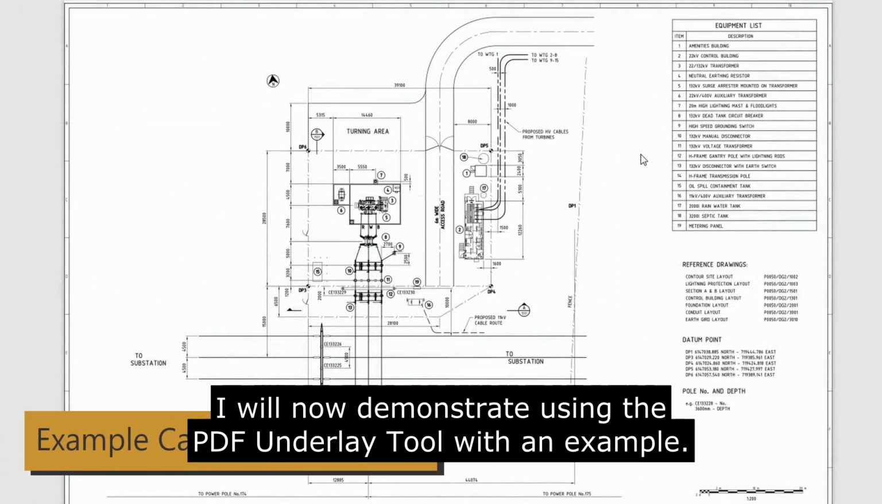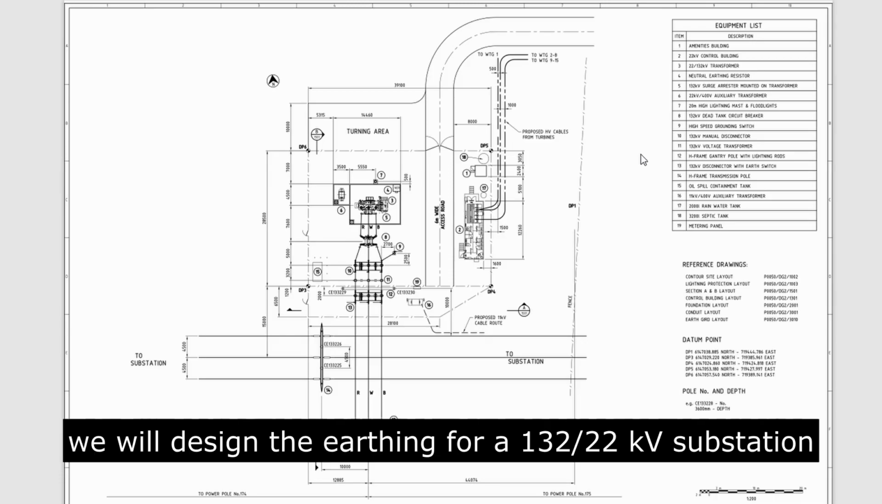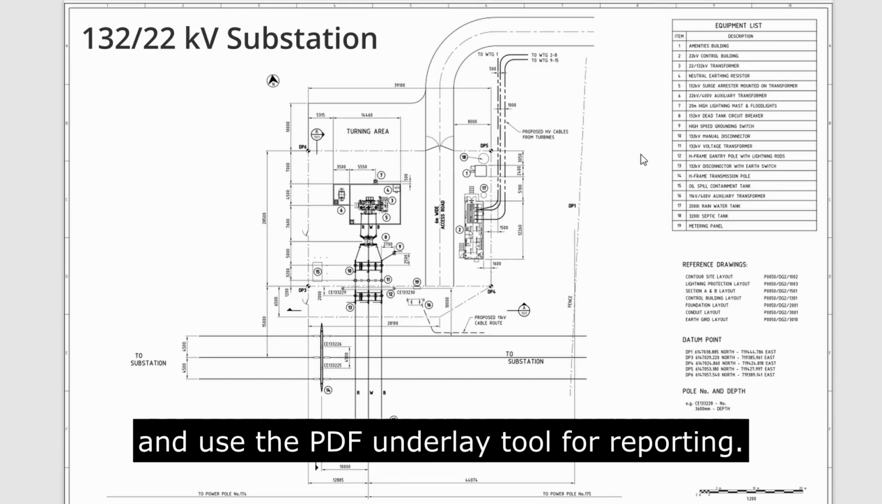I will now demonstrate using the PDF Underlay tool with an example. Firstly, let's perform the earthing system calculations. In this example, we will design the earthing for a 132/22 kV substation and use the PDF Underlay tool for reporting.